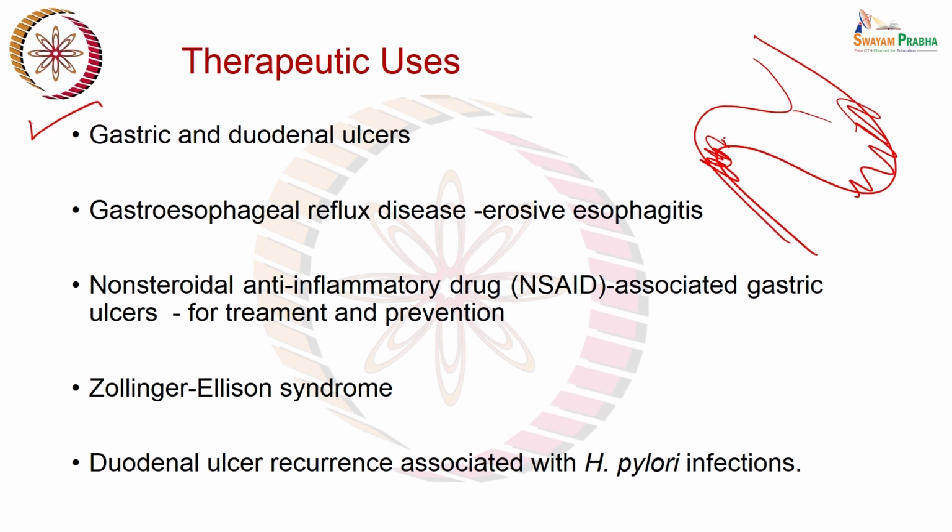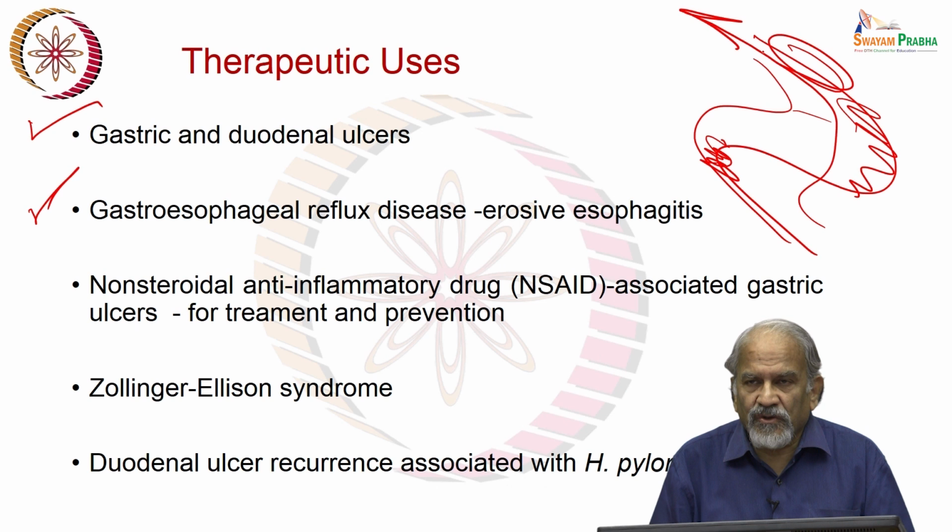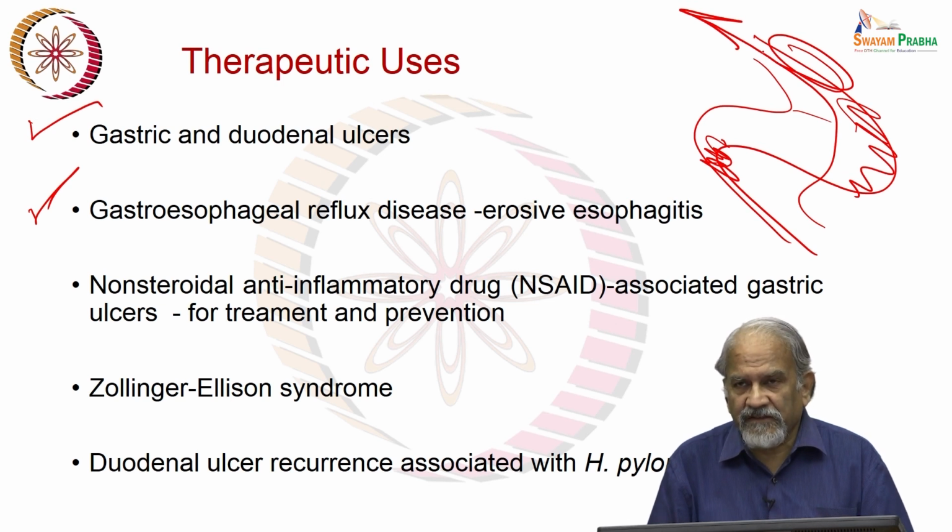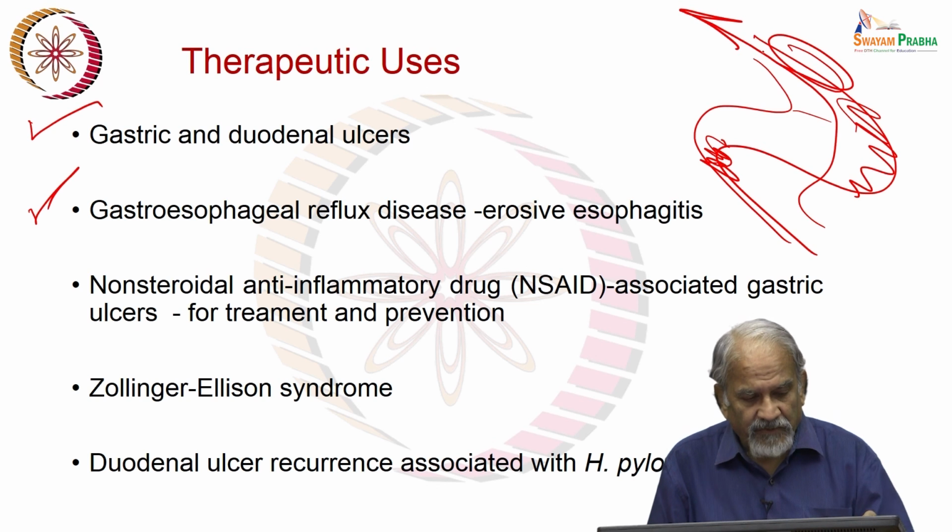proton pump inhibitors. You might have seen some patients who have gastroesophageal reflux disorder, and reflux means the acid comes out of the stomach into the esophagus, sometimes into the mouth also. That is called GERD, and this causes erosion of the esophageal mucosa also, and in this there can be erosive esophagitis. In this case, these drugs are given.